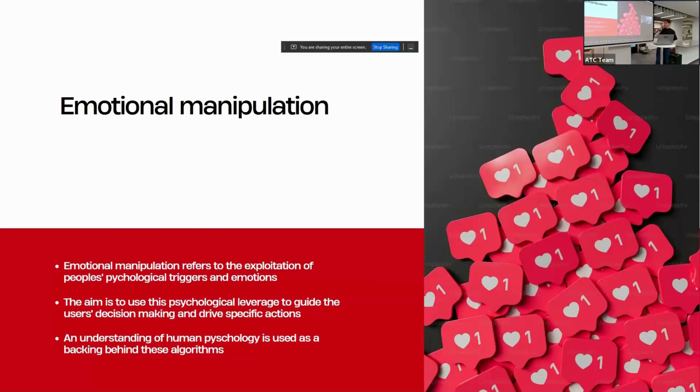The next technique I want to talk about is emotional manipulation. Now, this refers to the exploitation of people's psychological triggers and their emotions. They aim to use the psychological leverage they have over users in order to guide their decision making and drive specific actions. This technique is not exactly common, purely based on how good an understanding the developers and system owners need to have of human psychology in order to build these algorithms.